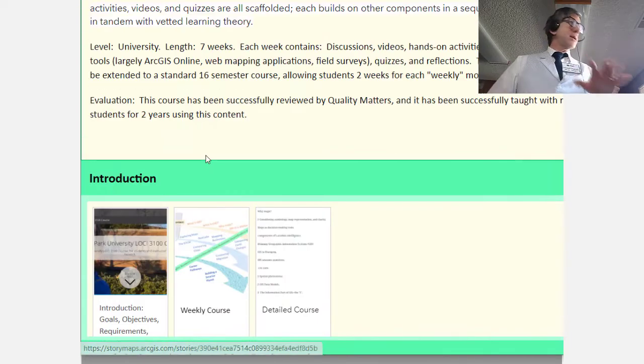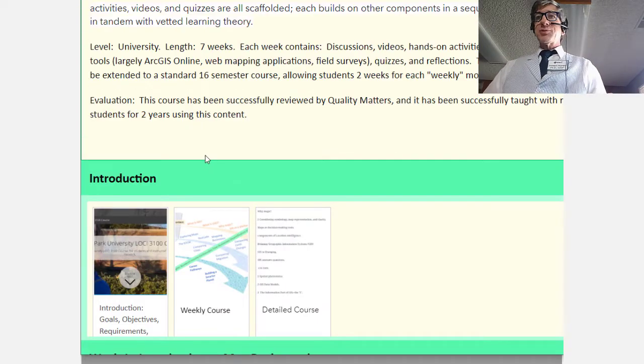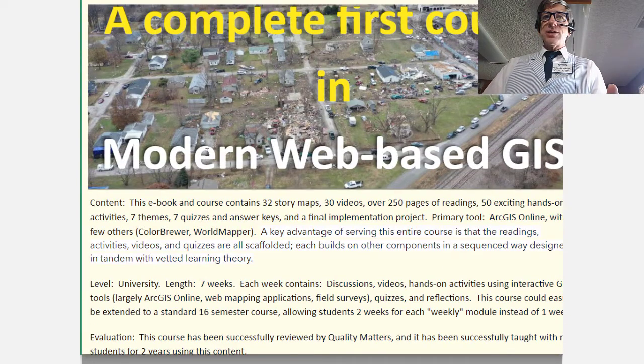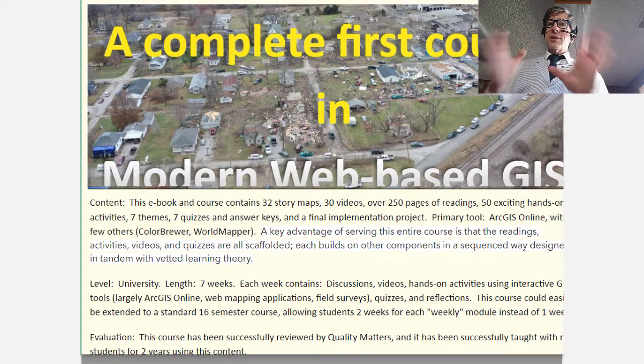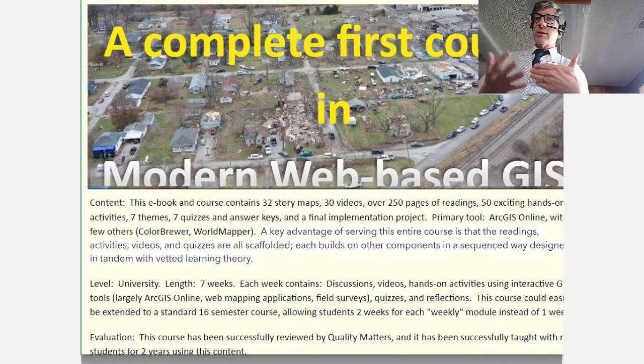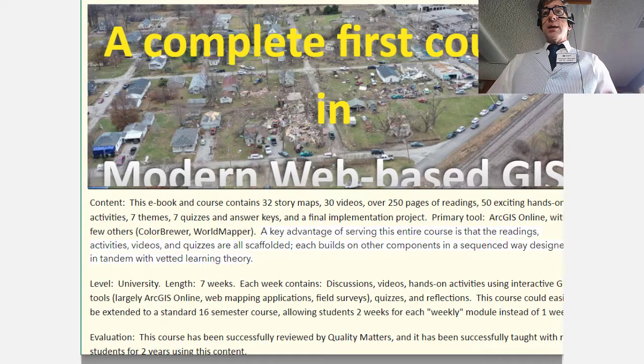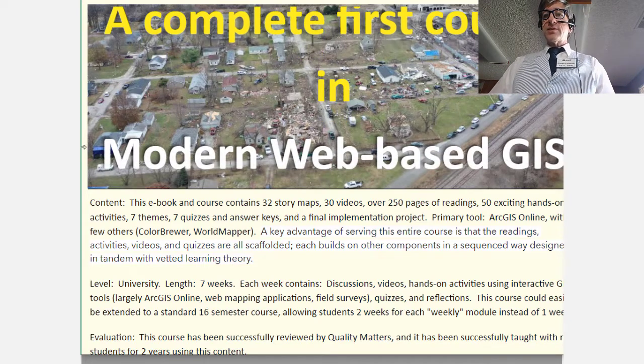I really am keen on teaching GIS by doing. It's one of the reasons why I love GIS. It is a very hands-on, engaging tool. But this course gives you some sense of what I'm talking about here. What readings do you include? What activities do you use? In this particular case, all the activities are actually with ArcGIS Online because it gave me everything that I needed for this complete first course. So I hope that's valuable.